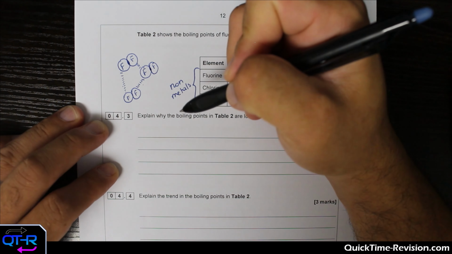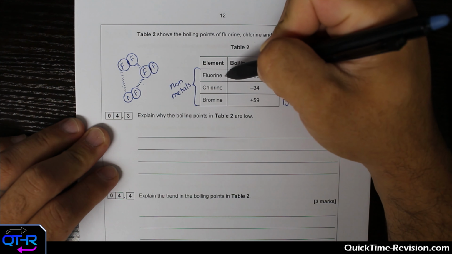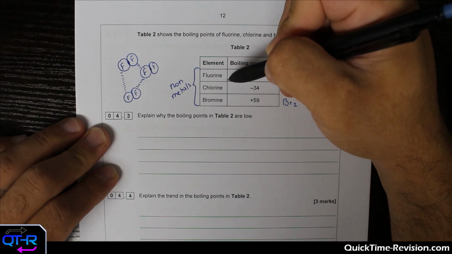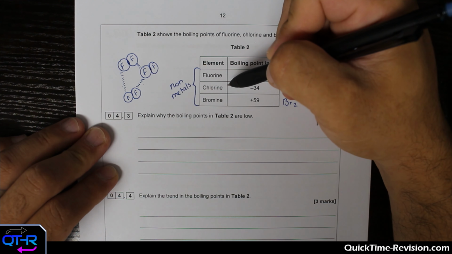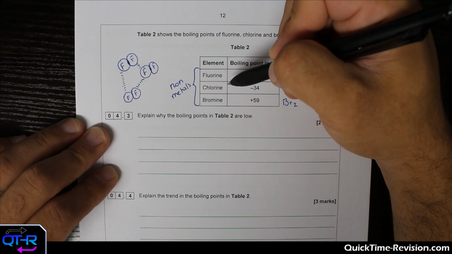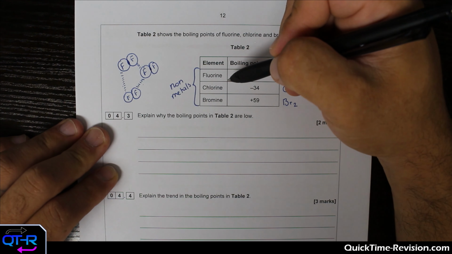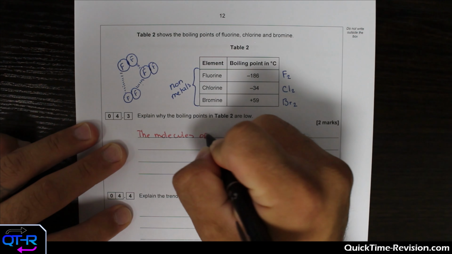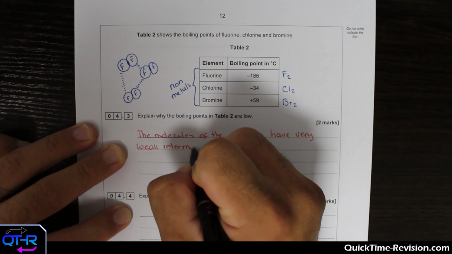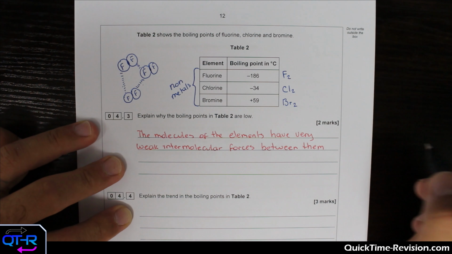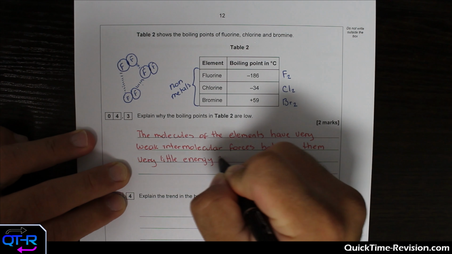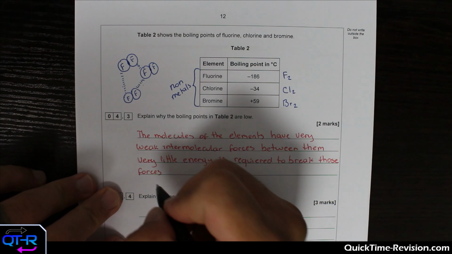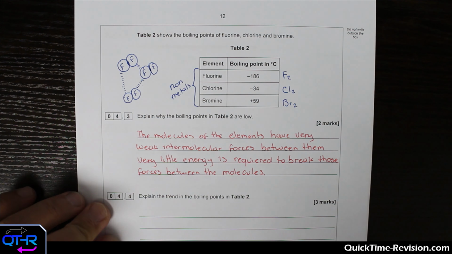So your 2 marks would be that those molecules of those elements have very weak intermolecular forces, that very little energy is required to break them apart. And that is all you gotta do. You don't have to say anything about the covalent bonds. You just need to talk about the intermolecular forces. So let's write that down. All right, there we have it.